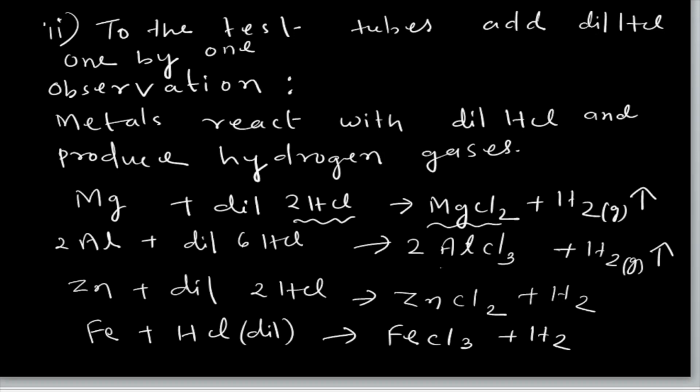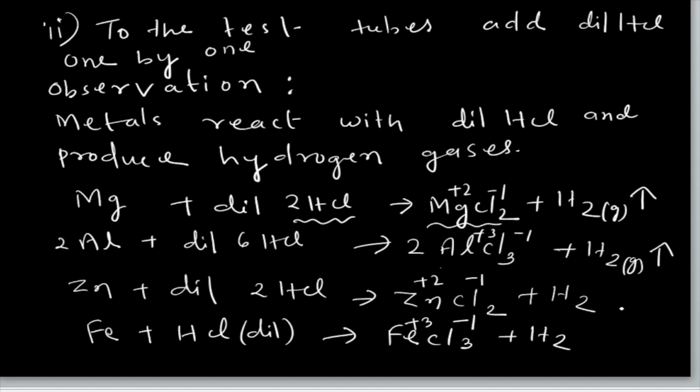What is the aluminium charge? +3 and chloride is -1. Magnesium is +2 and chloride is -1. Similarly, zinc reacts with dilute hydrochloric acid. Zinc, what is the charge? +2 and -1, so the formula is ZnCl2. What is the name? Zinc chloride. FeCl3, what is this one? Fe charge is +3 and Cl charge is -1.